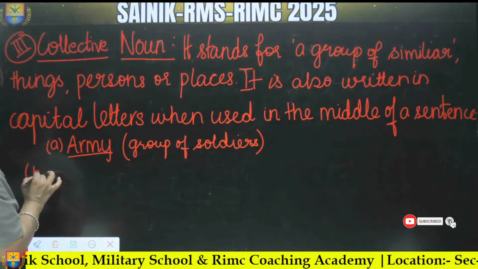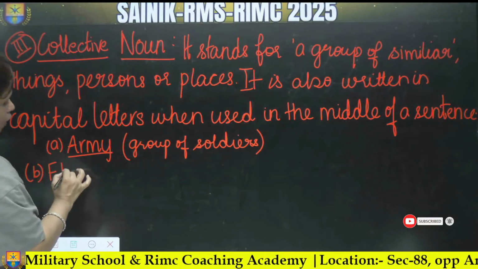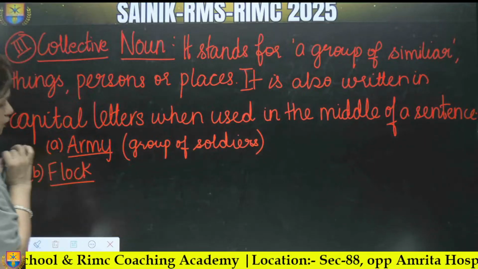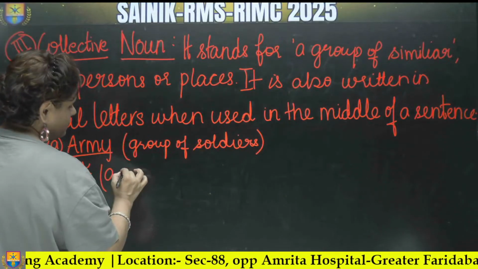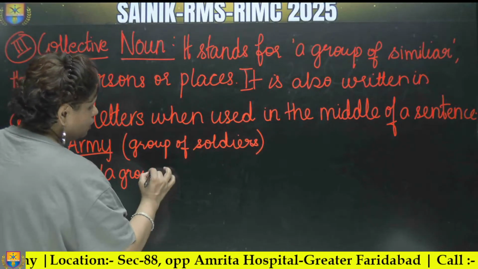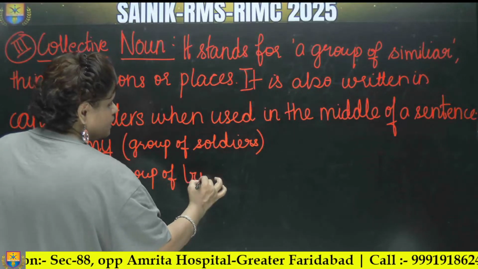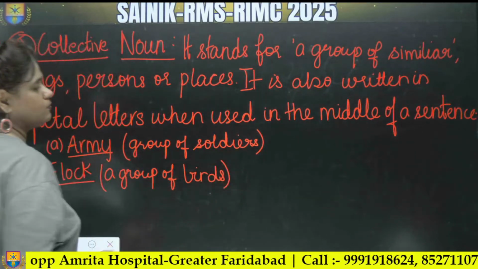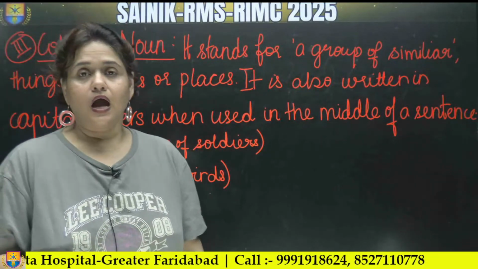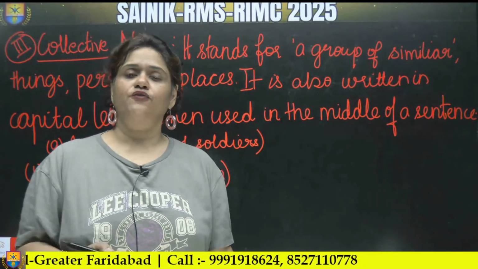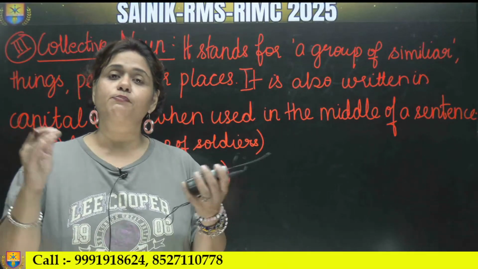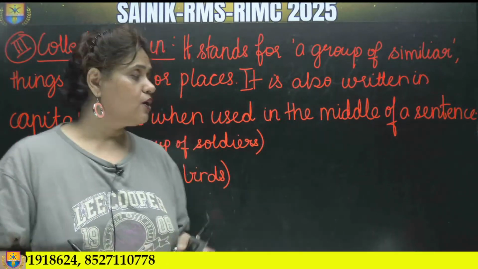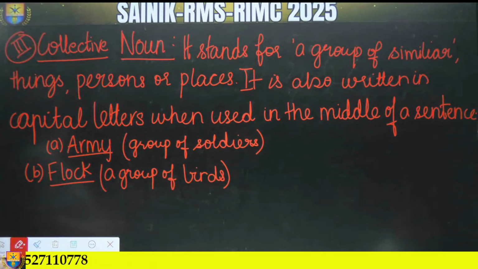Number 2, flock. The word is flock. Now when do we use the word flock? It is when a group of birds, जब हमें बहुत सारी birds together हम लोग देखते हैं, we will not use army of birds. It is wrong. The framing of sentence is wrong. The meaning is wrong. So when we see so many birds together, we will use the word flock of birds. That means a group of birds.